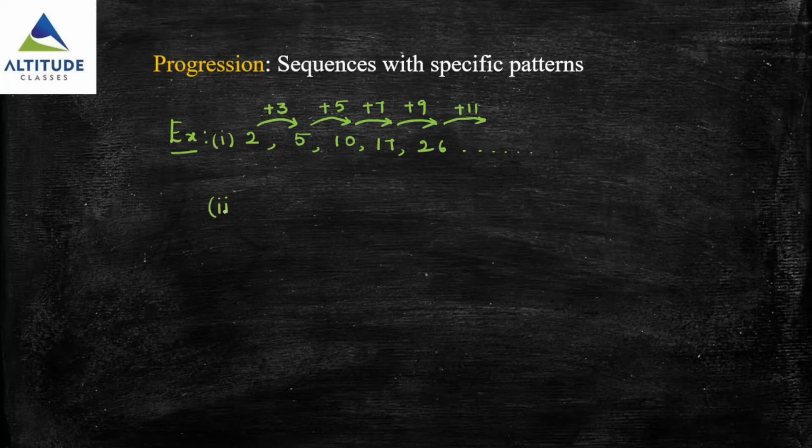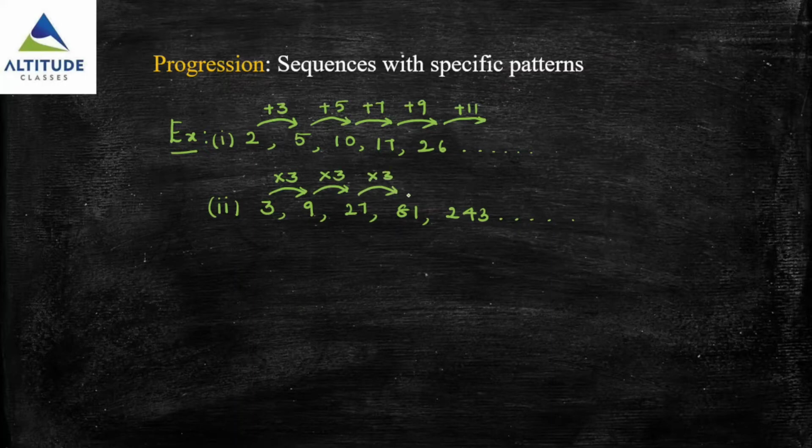Example number 2. 3, 9, 27, 81, 243, and so on. If you observe, there is again a pattern in the sequence. If I multiply the first term by 3, I get the second term. If I multiply this by 3, I get the third term. If I multiply this by 3, I get the fourth term. If I multiply this by 3, I get the fifth term.